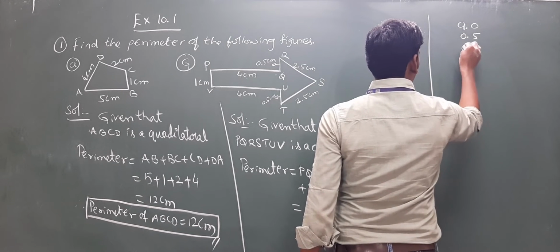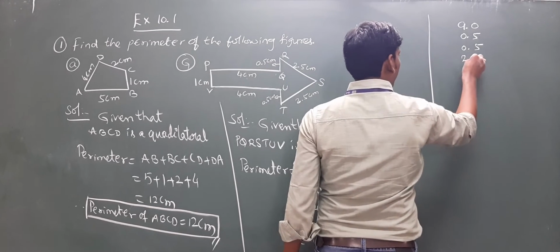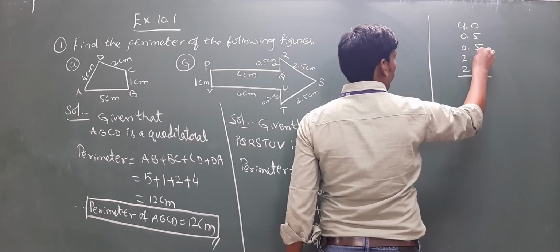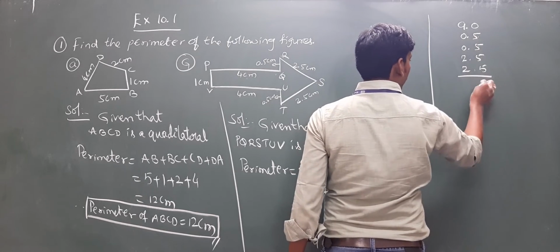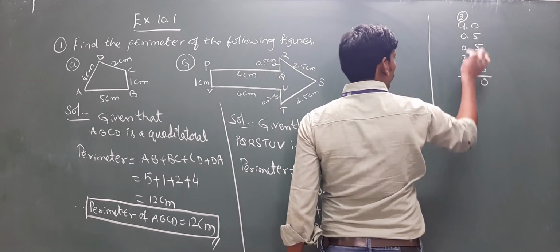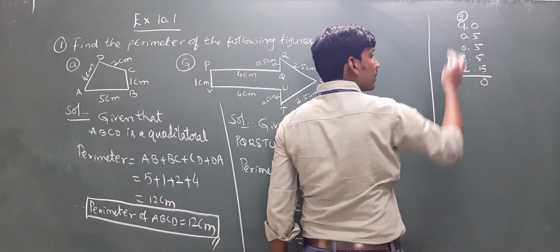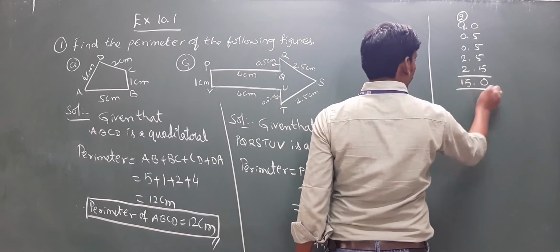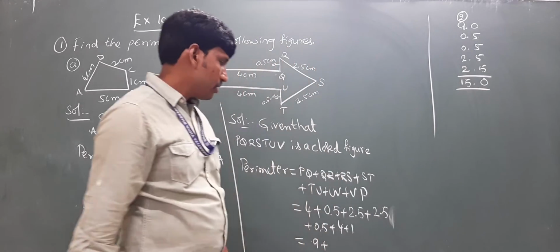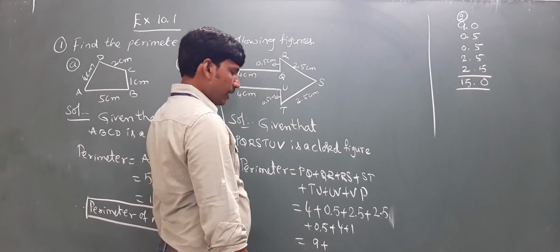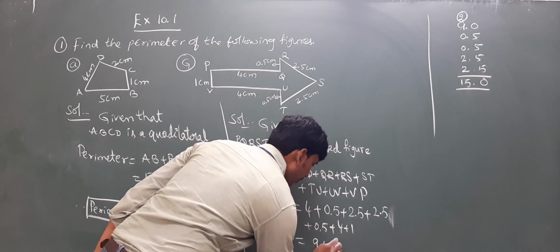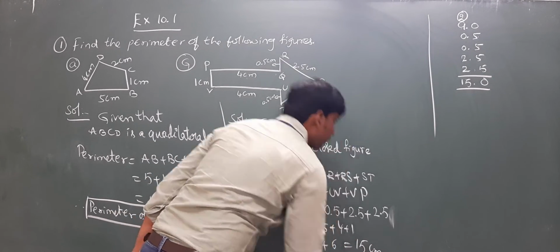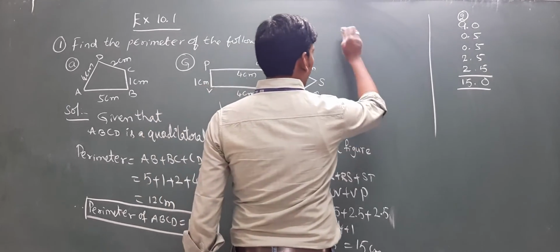0.5, 0.5, 0.5, again 0.5. By adding all this, 5 plus 5 is 10, plus 5 is 15, plus 5 is 20, 2 carry over. So 2 plus 2 is 4, 4 plus 9 is 13, 13 plus 2 is 15. So 15.0. So by adding all these things, 9 plus 6 is equal to how much? 15 centimeters.